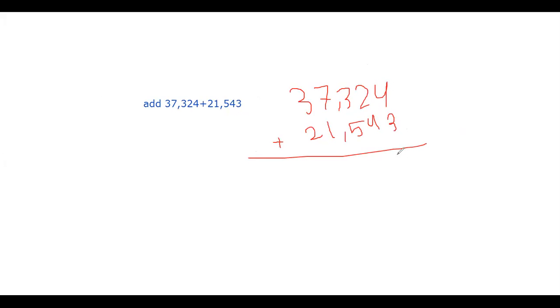So 4 plus 3 is 7. 2 plus 4 is 6. 3 plus 5 is 8. This is the comma, we put it down like this. 7 plus 1 is 8. And 3 plus 2 is 5. So that's the answer.